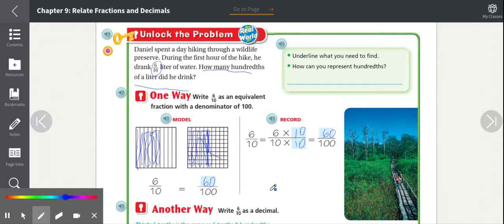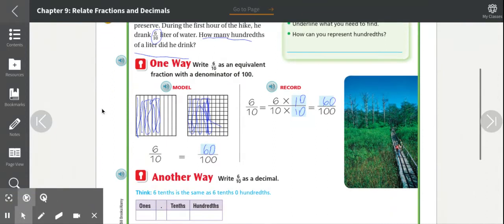Remember when we talked about place value charts that, 100 is 10 times more than 10, and 60 is 10 times more than 6, right? So we're just multiplying by 10. Remember when we multiply, we get a larger number. So 6/10 is the same as 60 hundredths, and you can think about it by just multiplying by 10 times higher. Let's take a look at another way we could do this.